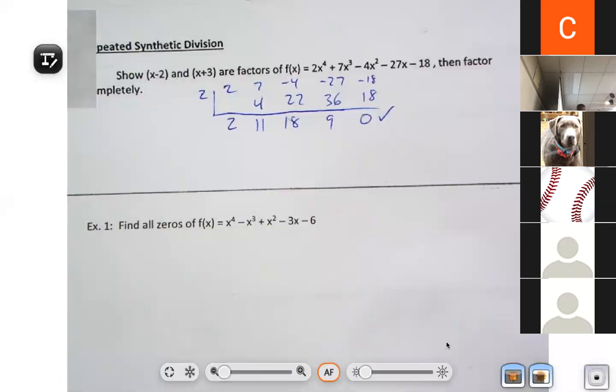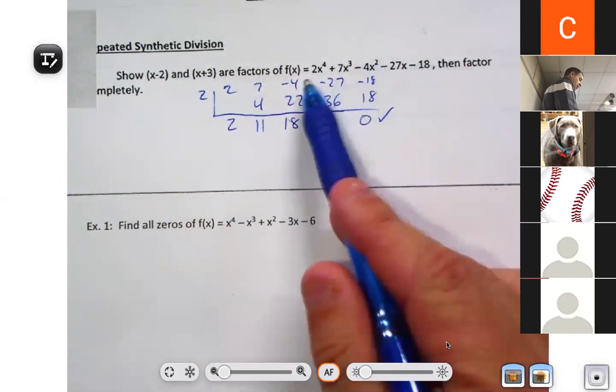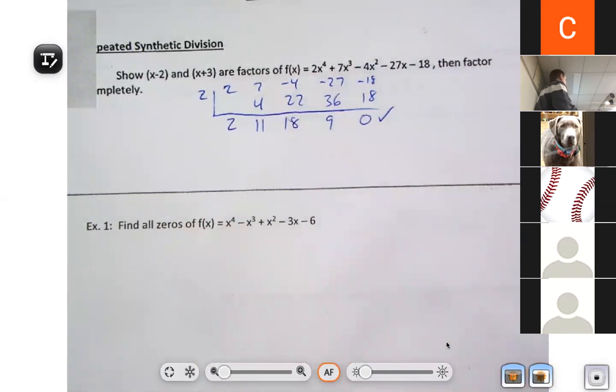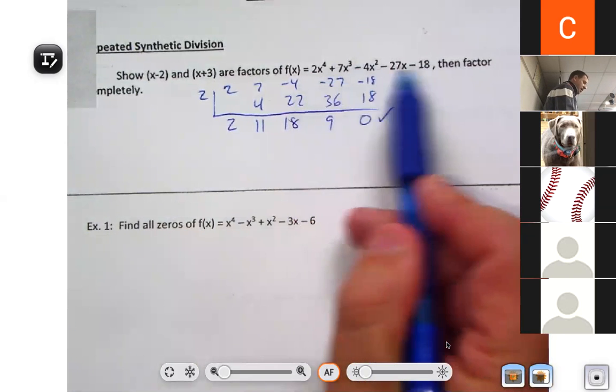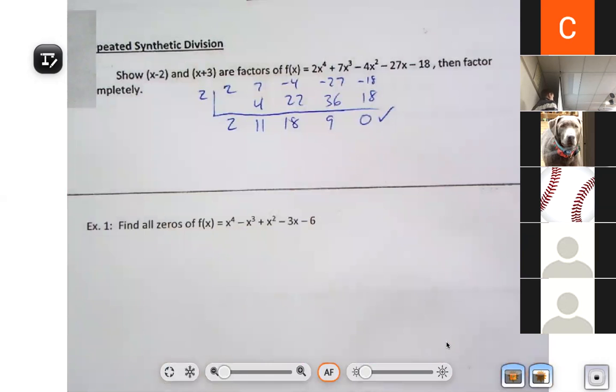Here's kind of the new thing. At this point, to show x plus 3 is a factor, we could repeat that whole thing we just did. We could set up a new synthetic division, put all these coefficients in it and put -3 on the outside, and we would show a remainder of 0. We could do it that way. But the next part of the problem says, then factor this thing completely. So here's what we are going to do instead. It's a skill called repeated synthetic division, which is super, super nice.